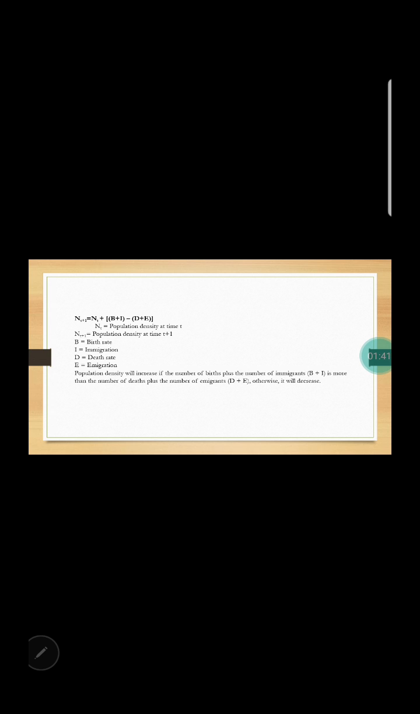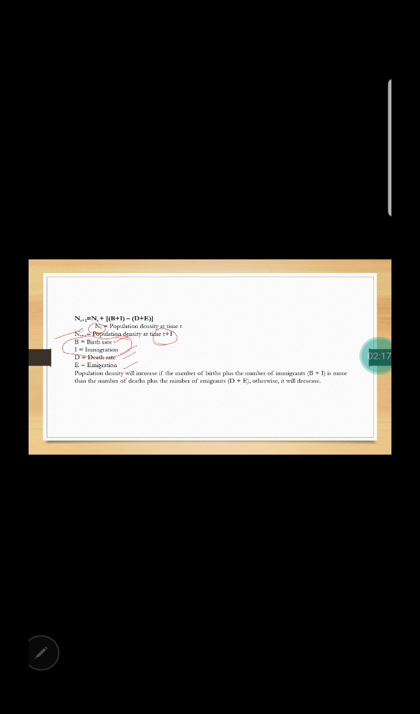Now, if we calculate the population density at time t plus 1, when we are talking about a change, the initial population density let us consider as Nt and after a particular time as Nt plus 1. So it will be equal to Nt plus B plus I. What is B plus I? That is birth rate and immigration. It will increase the population density, and we subtract D plus E, that is death rate and emigration, which will decrease the population density.